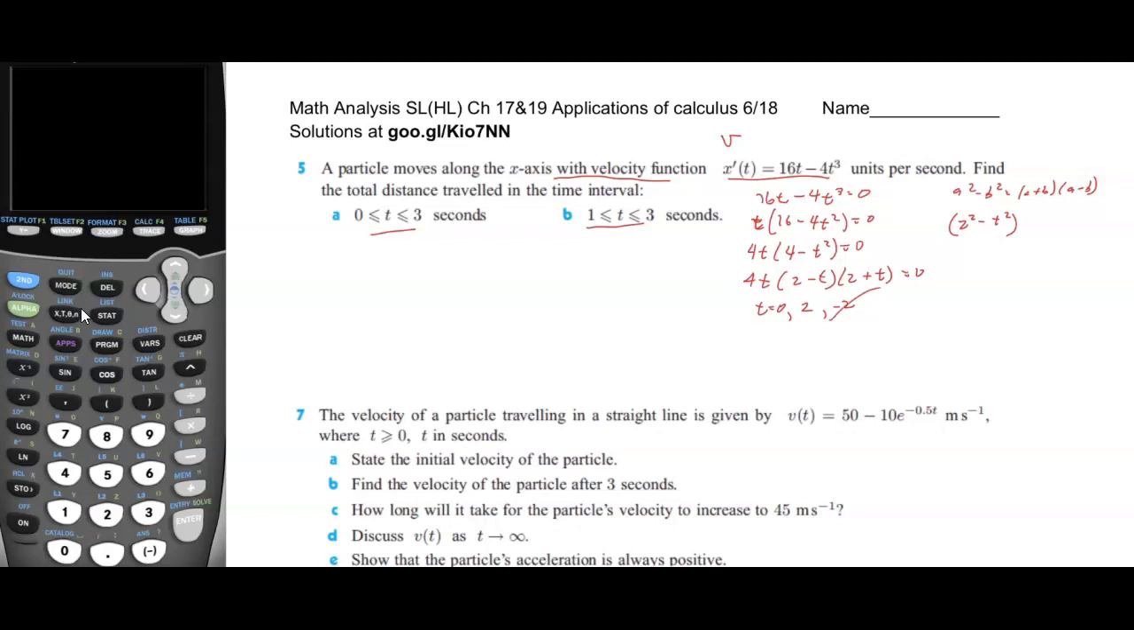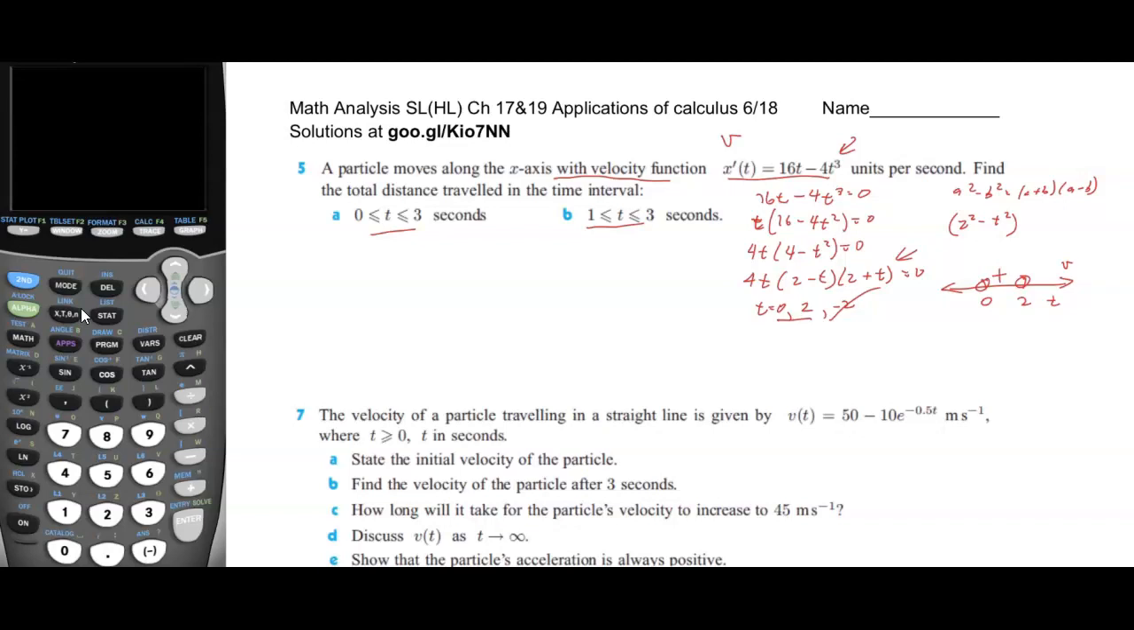Okay, so there are direction changes at t equals 0 and 2. Just to figure out the directions that it is traveling in, let's look at the velocity sign diagram. We're going to mark 0 and 2 on the velocity sign diagram. Between 0 and 2, that would be like 1. I could plug 1 into my equation here, and I would get 16 minus 4, which would be a positive number. So in between 0 and 2, it's going in the positive direction.